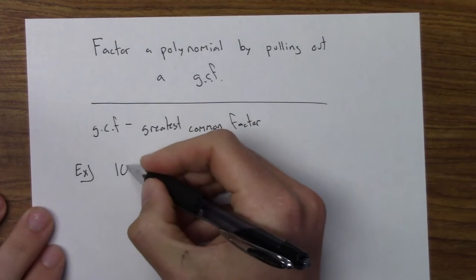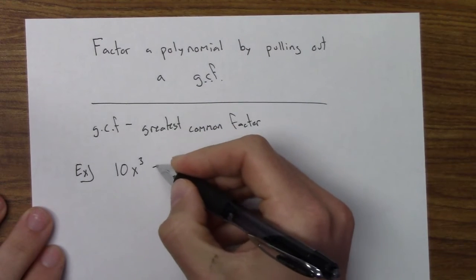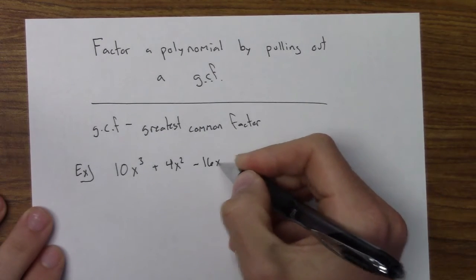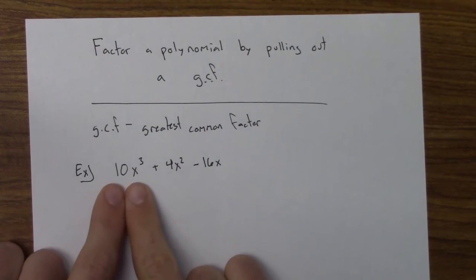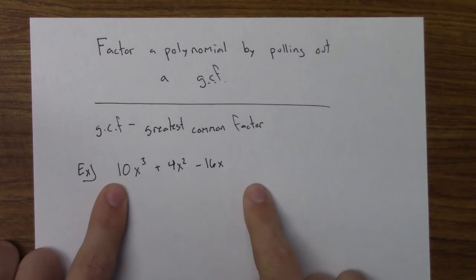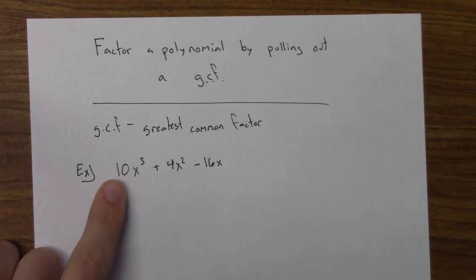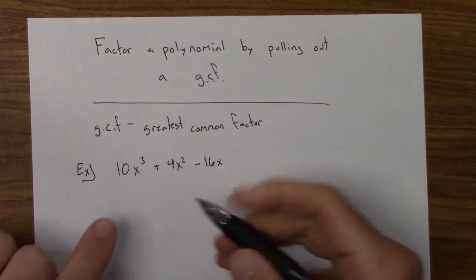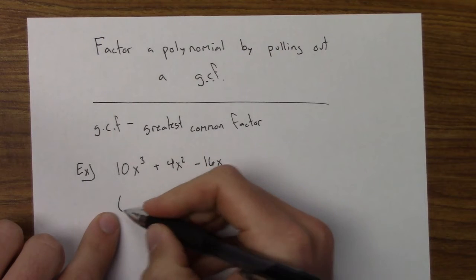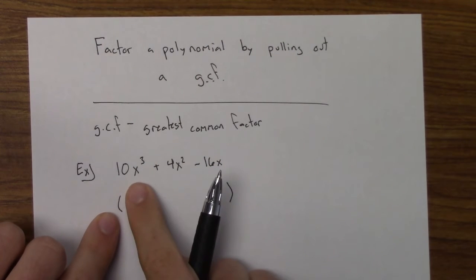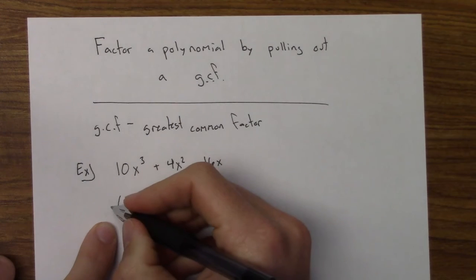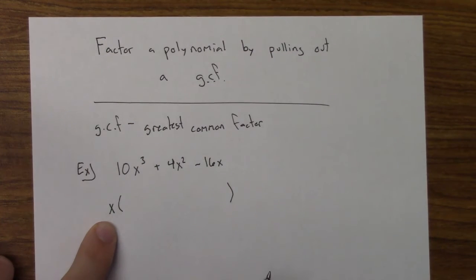So one right here, let's go 10x cubed plus 4x squared minus 16x. Essentially all I'm doing is I'm trying to see what is in common to all three terms, and I'm going to pull it out like I'm doing a reverse distributive property, if you will. So I think it goes without saying that if we looked at this problem right here, we recognize that every single term has an x in it, and at most I have one x I can pull out. So I know I'm going to be pulling out an x.